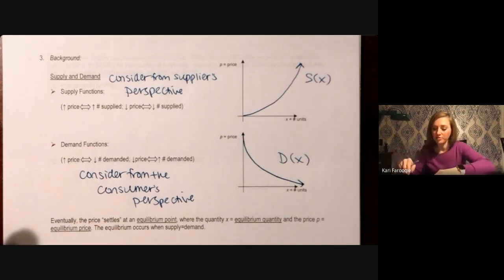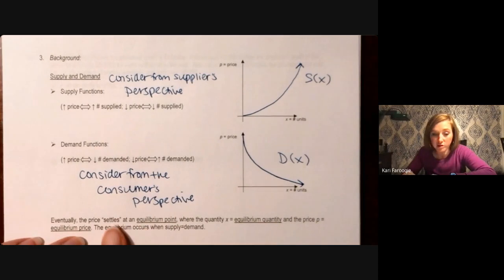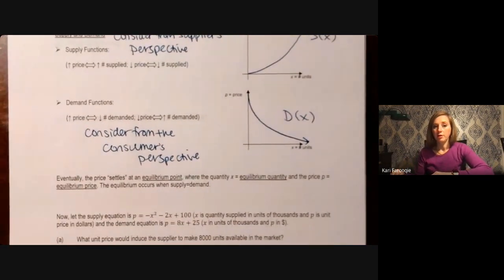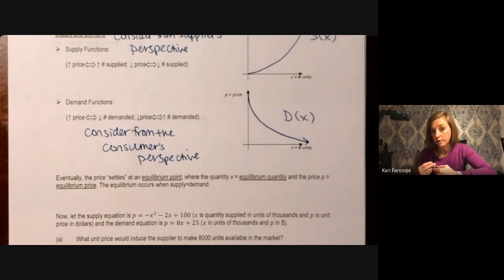Well, something happens here where the price was going to settle at an equilibrium point where the quantity X, which is the equilibrium quantity, and the price, the equilibrium price, are the same. So the equilibrium occurs when the supply equals the demand. We're going to be talking a little bit about equilibriums here as well, and just sort of getting used to these supply and demand equations.